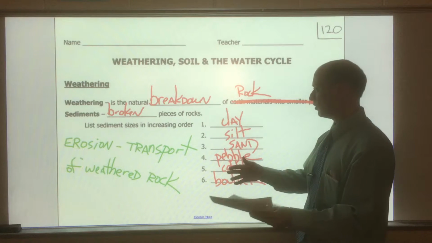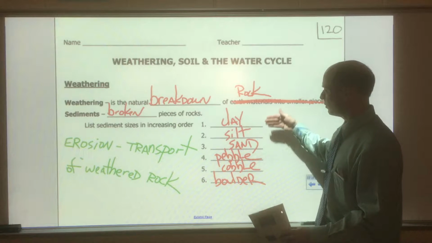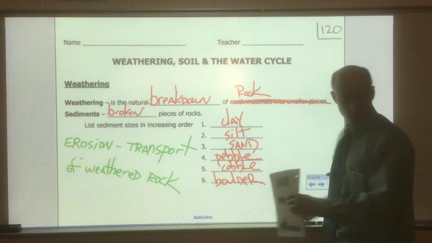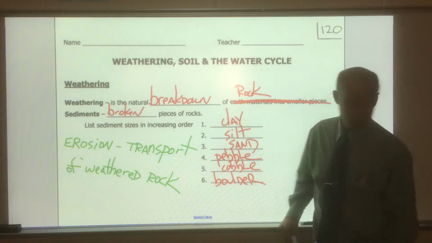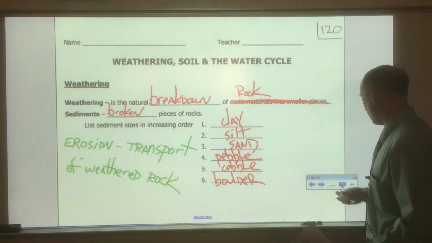And sediments are broken down pieces of rock, and the list of sediment sizes, we've seen this already, from smallest to largest: clay, silt, sand, pebbles, cobbles, and boulders.